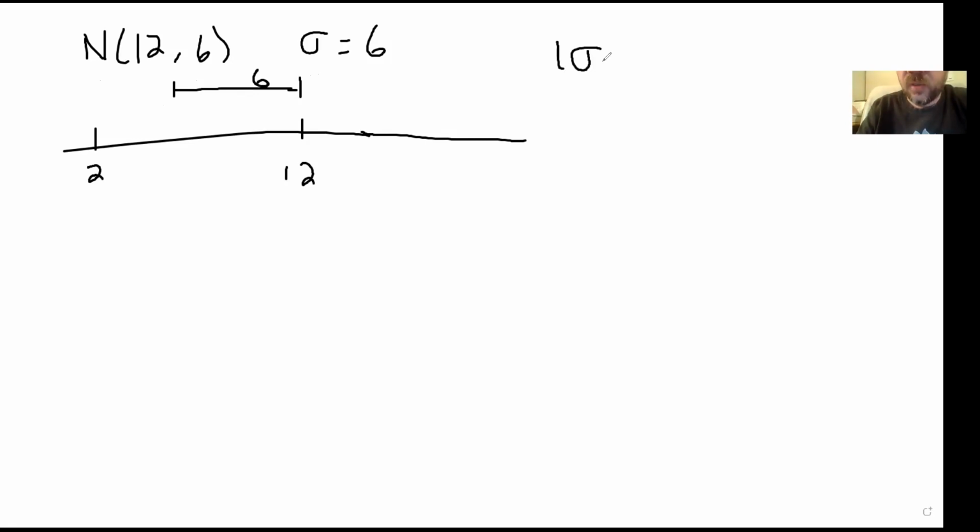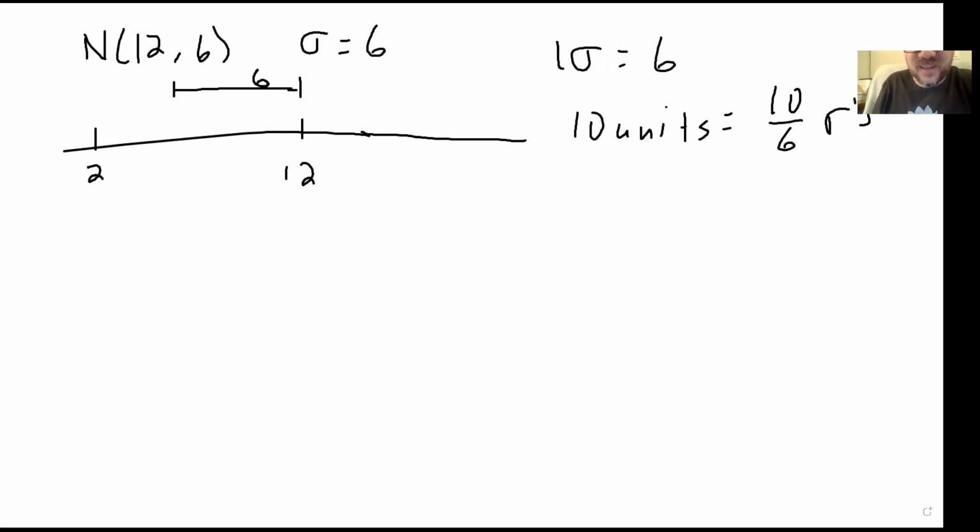So 1 sigma equals 6. So 10 units equals 10 over 6 sigmas. That was not the greatest handwriting there at the end. Let's clean that up just a little bit. Sorry, that was a little too messy even for me.